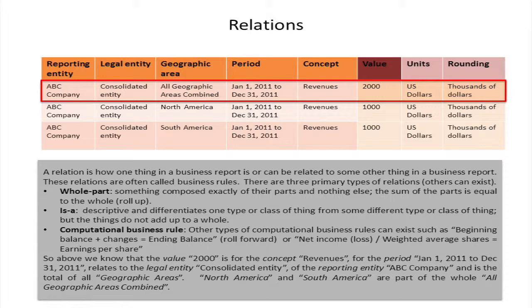You have a whole part, you have an is-a type of relationship, and you have computational business rules. I think I'm going to stay with that explanation right now. I'm going to do another video on relations later, but that's what a relation is. It's just pointing out that things in a business report can be related to other things in a business report.